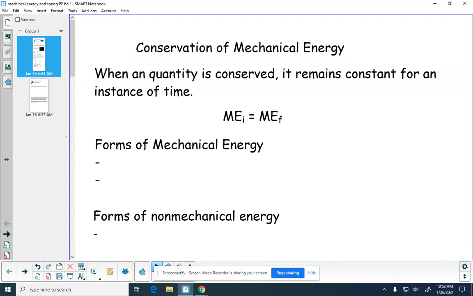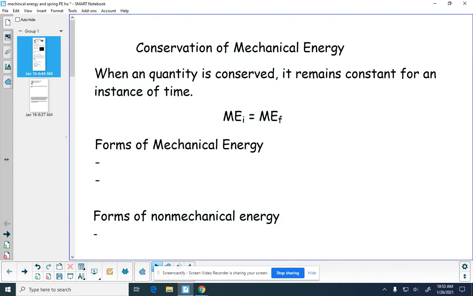When a quantity is conserved, it remains constant over an instance of time. When a quantity is conserved, it will maintain to be the same energy over the entire time. Which means our mechanical energy initial has to equal our mechanical energy final.